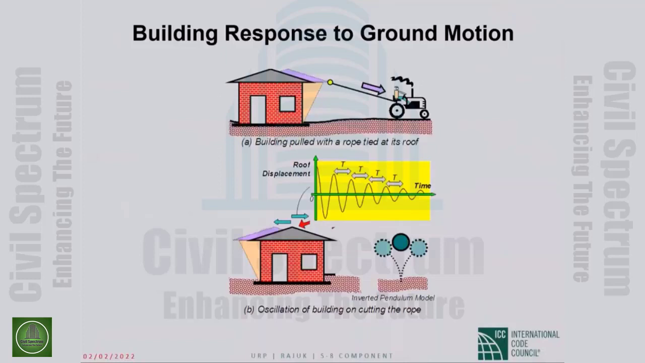On this slide, beautiful pictures put together by FEMA that I have just copied. It's absolutely wonderful, trying to explain very basic things. So this is a building, obviously, and somehow somebody has tied a rope to the roof and is pulling on that rope with this tractor. So if the pull is strong enough, the building would move.